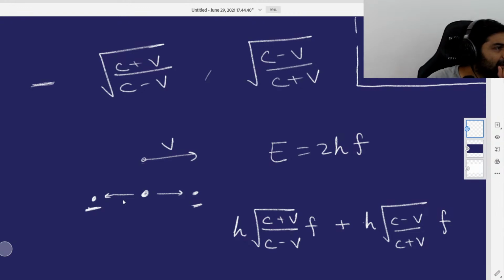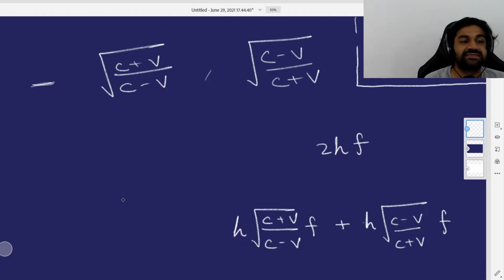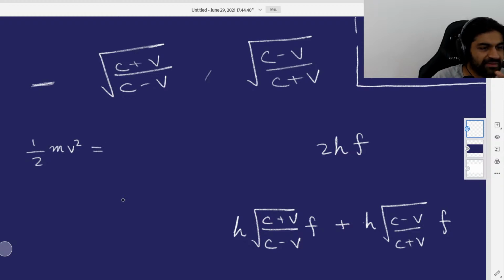But you might object and say these two measured energies are not the same, right? They're simply not the same. On the one hand, I have 2hf, and on the other hand, I have this slightly messier equation. The way to square this circle is that the difference between these two energies should be kinetic energy, right? The motion, v. So essentially what you have here is 1/2 mv squared, which is the kinetic energy, is equal to the difference between these two.